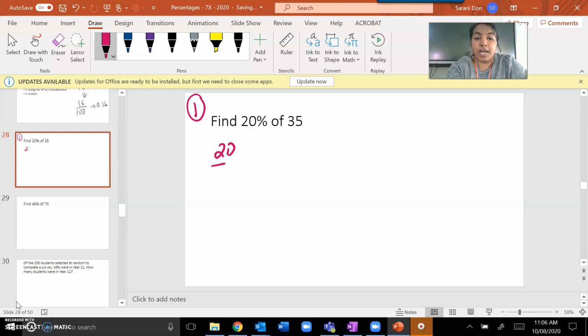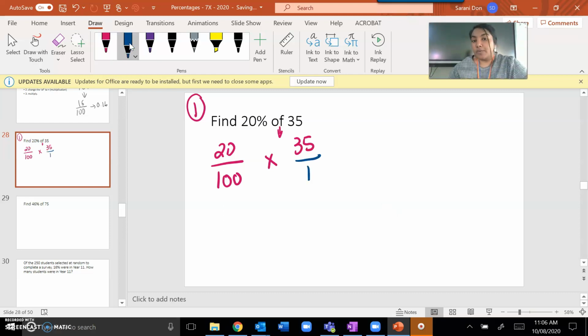I'm going to convert it out of 100. We're going to change this "of" into multiplication, and this 35, because it's a whole number, I'm going to convert it into a fraction, putting it over 1. So again, I've converted everything into fractions. Remember, the percentage is out of 100 and the whole number is out of 1. Always remember that. Okay, now we're going to do our normal steps of multiplying fractions.